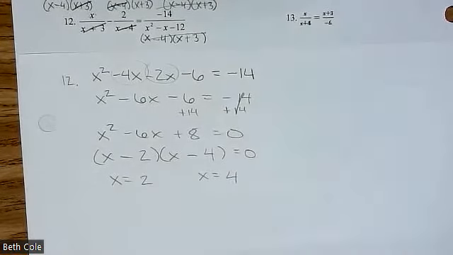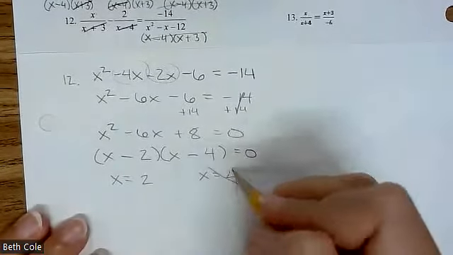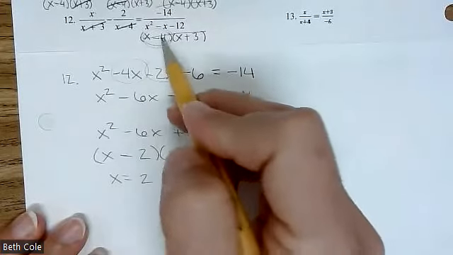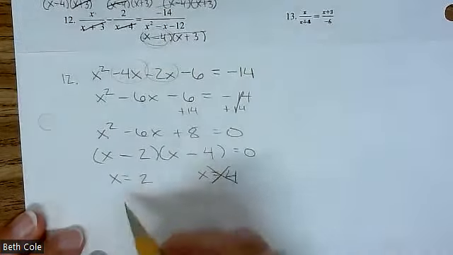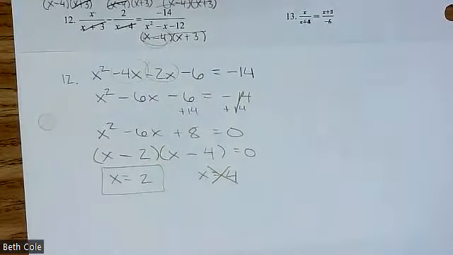Check them. If either of them are a troublemaker, you have to kick them out. Do we get to keep them both, get rid of them both, keep one, get rid of the other? What do you think? Which one are we getting rid of? Yeah, this one. X minus 4 was in the original problem. If you plug in 4, 4 minus 4 will give you 0. That's a troublemaker. Now, is the answer no solution?